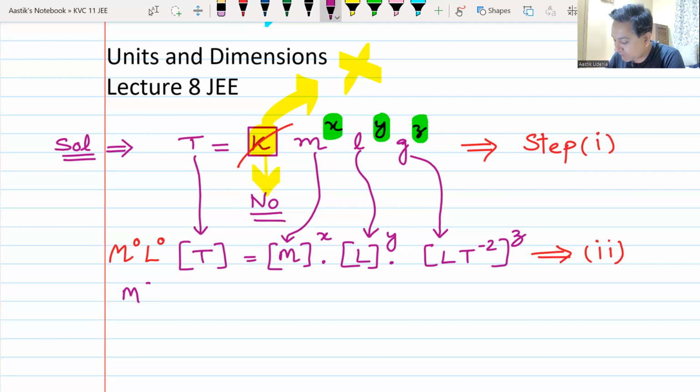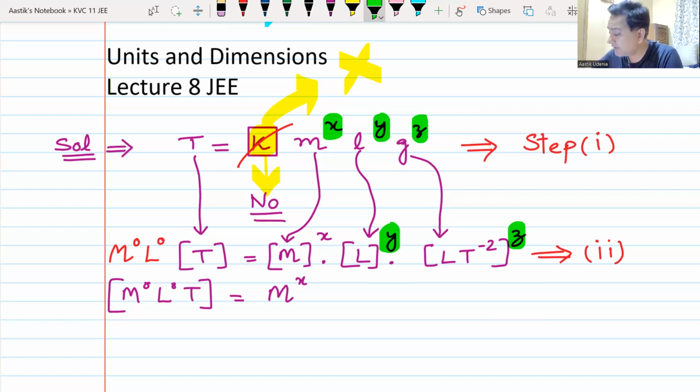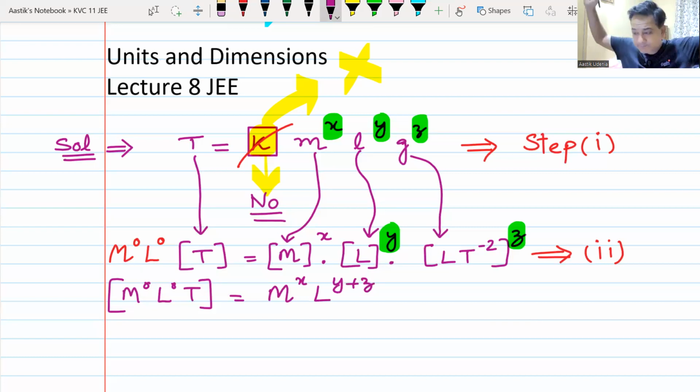On the left hand side I have m0, L0 and t. On the right hand side what I do is I take the terms of mass together, take the terms of length together, take the terms of time together. So mass only occurs once, so it is m raised to the power of x. Length occurs twice. As you can see, it is raised to the power y and also raised to the power z. Remember, everything is multiplied. So if I multiply them, what will I get? L raised to the power of y plus z. Yes or no? Do we understand this?